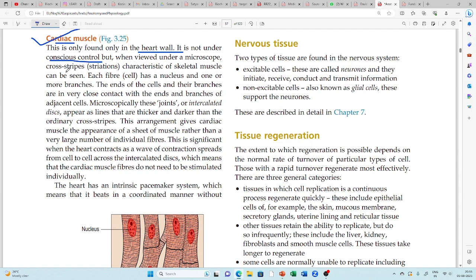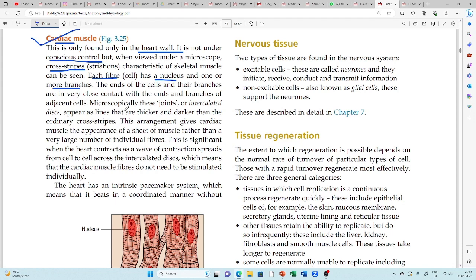When we see through the microscope, we can see the cross stripes or striations in the cardiac muscles also, like skeletal muscles. In the skeletal muscles there is striation, and like that in the cardiac muscles also we can see striations, but skeletal muscle is voluntary muscle, cardiac muscle is involuntary muscle. In cardiac muscle, each fiber or cell has a nucleus, and one or more branches.